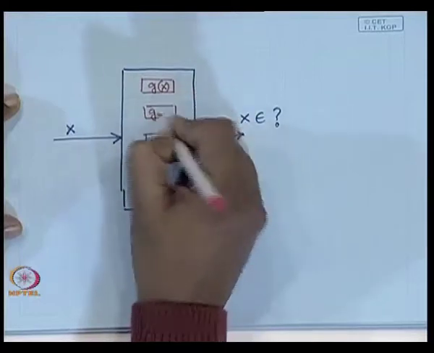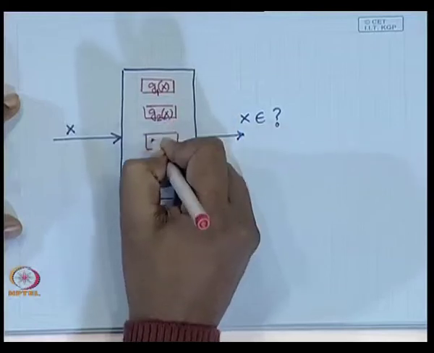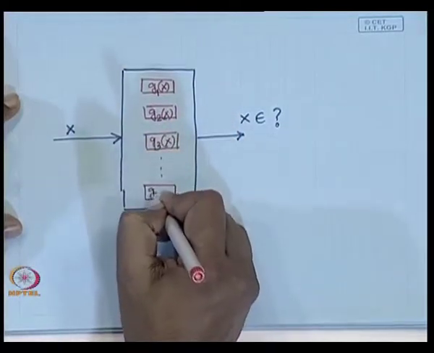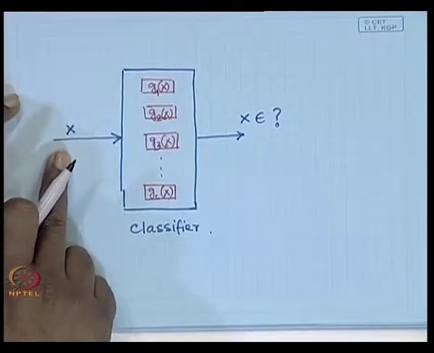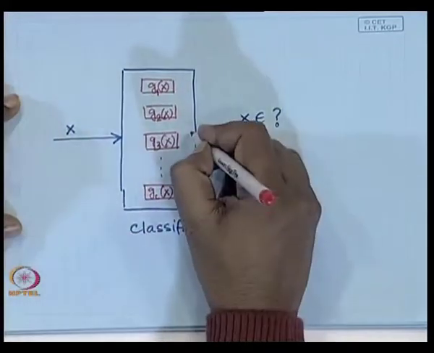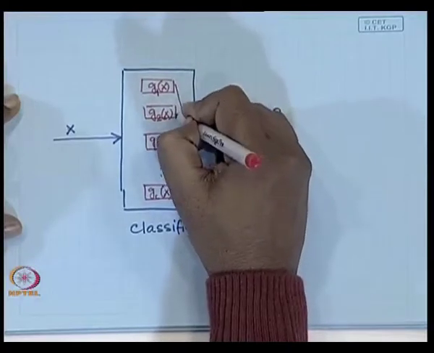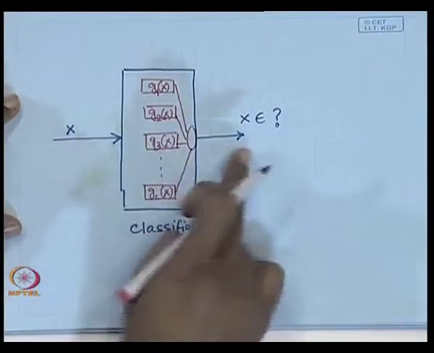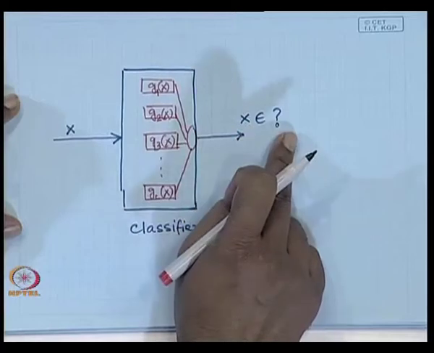So, this computes g1 of x, this computes g2 of x, this computes g3 of x, this computes gc of x, on the same feature vector x. Then it takes a decision, either following the maximum criteria or following the minimum criteria, as to which of these C number of classes this feature vector x should belong.